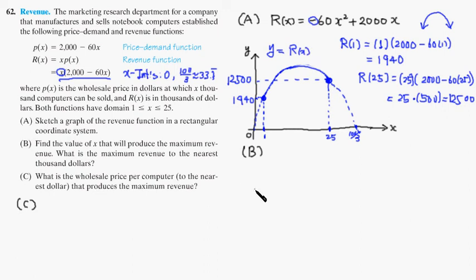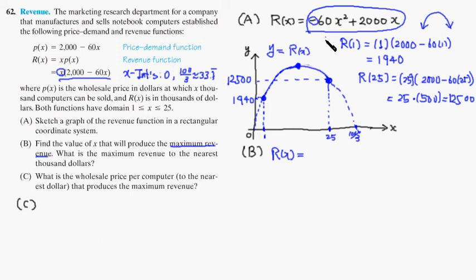And part B: find the value of x that will produce the maximum revenue. So we want to find the maximum revenue, but the maximum occurs right at the top, which is the vertex. So all you really have to do is find the vertex. So let's start with r of x, which is up here.